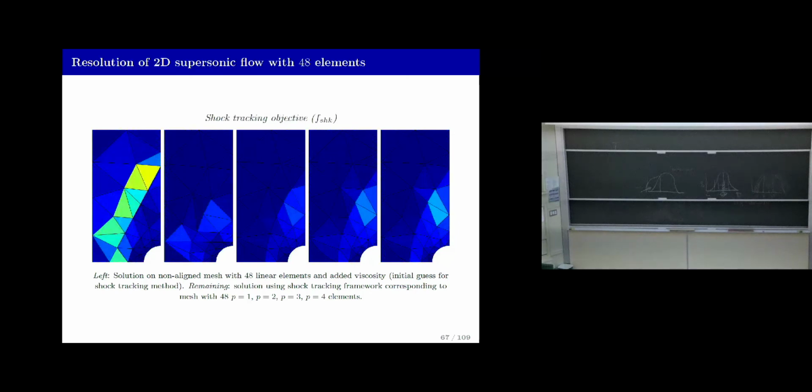If I look at the actual shock tracking error indicator plot on each element, you can see that in the non-aligned case, it's lighting up all of the elements that are intersecting the shock. Then once we do the tracking, everything reduces down. We minimize this quantity over the entire mesh, so we expect that once we run the optimization process, we get there.